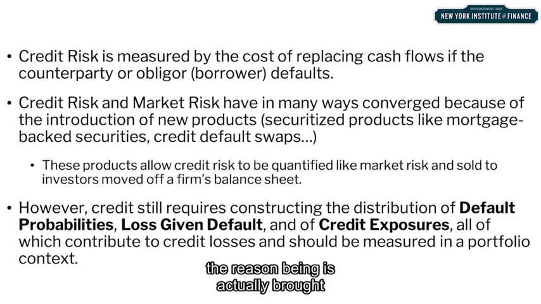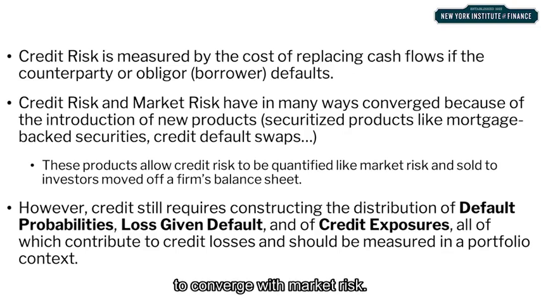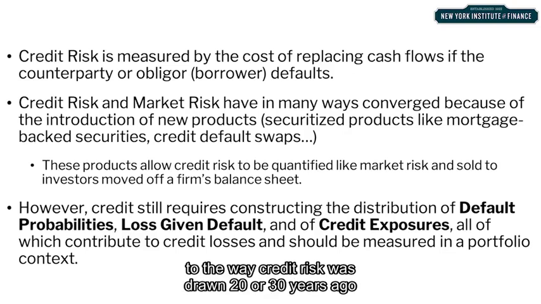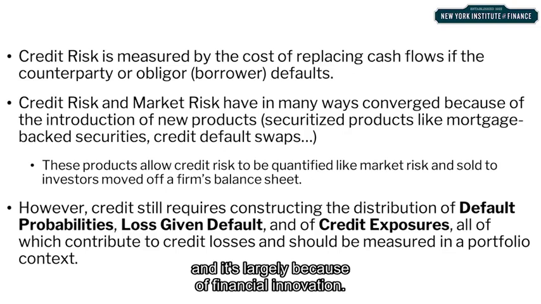The reason being is it actually brought market forces into the credit risk arena, where credit risk was traditionally a very qualitative assessment. By introducing market-driven data through credit derivatives, essentially what happened is part of credit risk actually started to converge with market risk. They still continue to be two separate disciplines, but there is an element to credit risk now that's just fundamentally different to the way credit risk was done 20 or 30 years ago, and it's largely because of financial innovation.